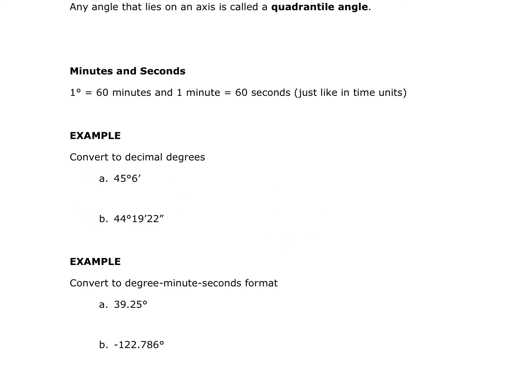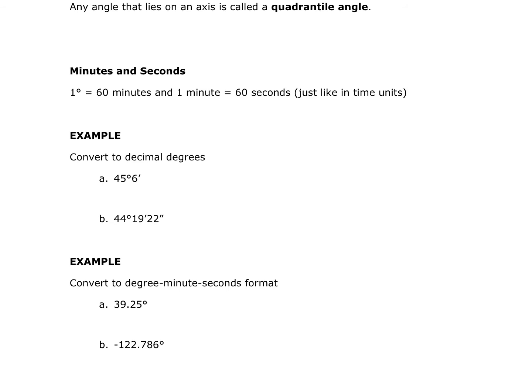Now, when we talk about the degrees, minutes, seconds, it's just like in units of time. 1 degree or 1 hour equals 60 minutes. 1 minute is equal to 60 seconds. So this is going to allow us to convert anytime we have a decimal like this into degrees, minutes, and seconds, like we do here.